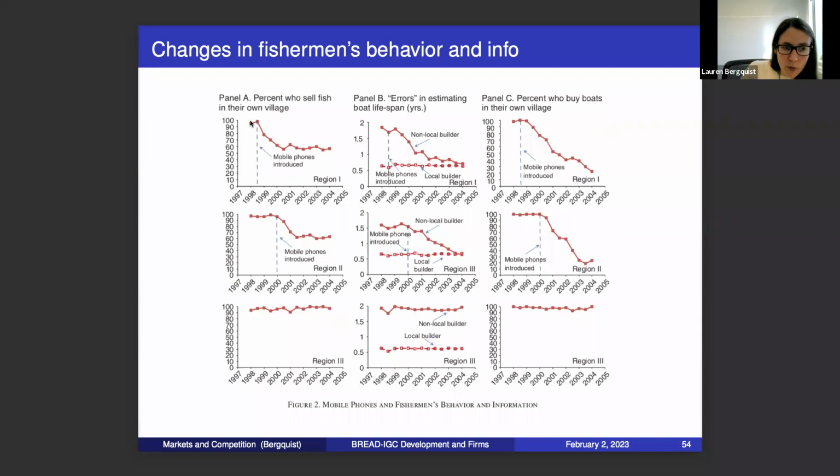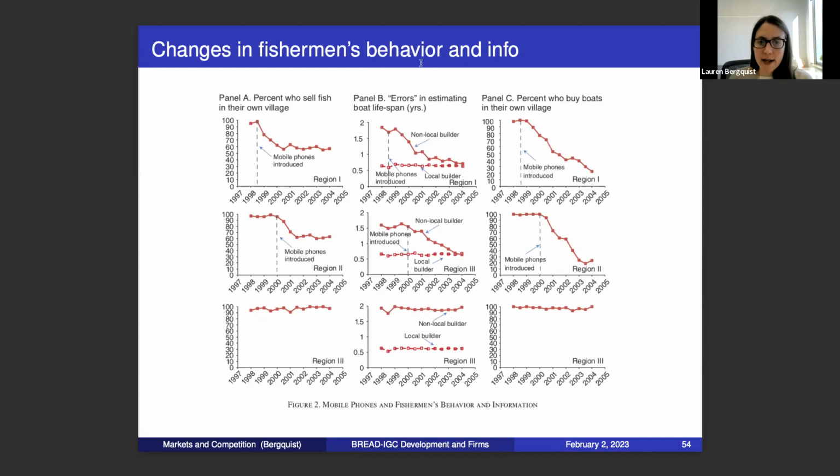When cell phones come in, what happens? Fishermen start selling fish outside their home village, right? Similarly in region 2, again, kind of no pre-trend, but right when cell phones come in, they start selling fish outside their own village. So they are going to new villages to sell their fish. The idea here is they then start talking to each other and getting a more accurate signal on the quality of the boat builders. Okay?